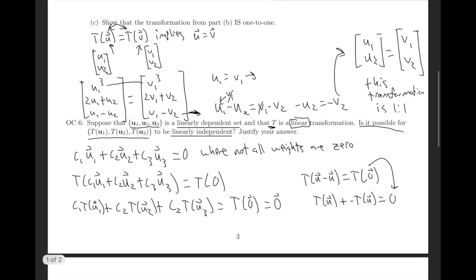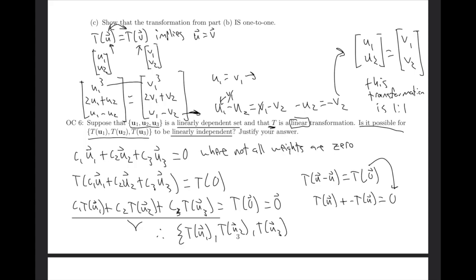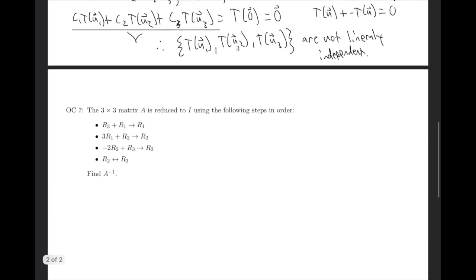And because that's the case, here we have C1, C2, and C3, like we talked about earlier, are non-zero weights. And this is just a linear dependent relationship. So therefore, the set T of U1, T of U2, and T of U3 are not linearly independent. Okay, sweet. Now, moving on to the next question.